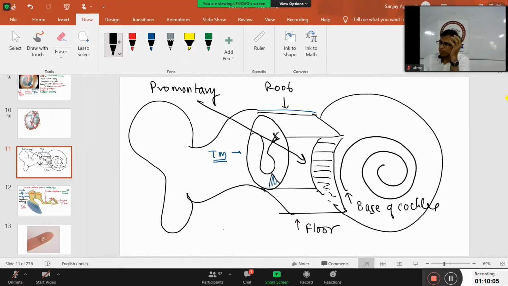What is this point called? This is the apex point of the cochlea. The cochlea has 2 ends: the base end and the apex end.